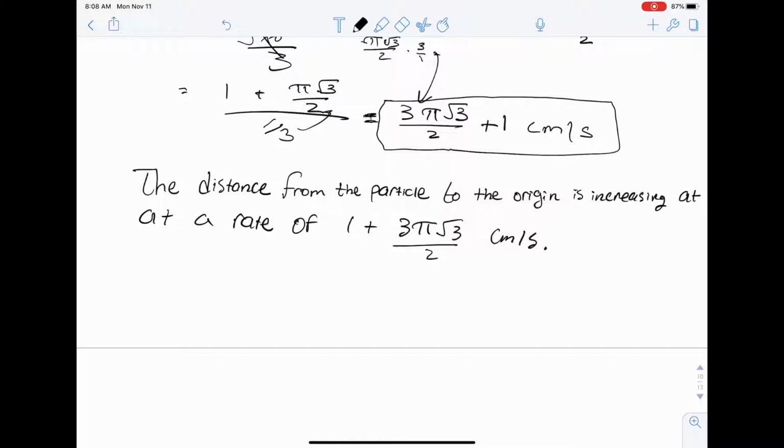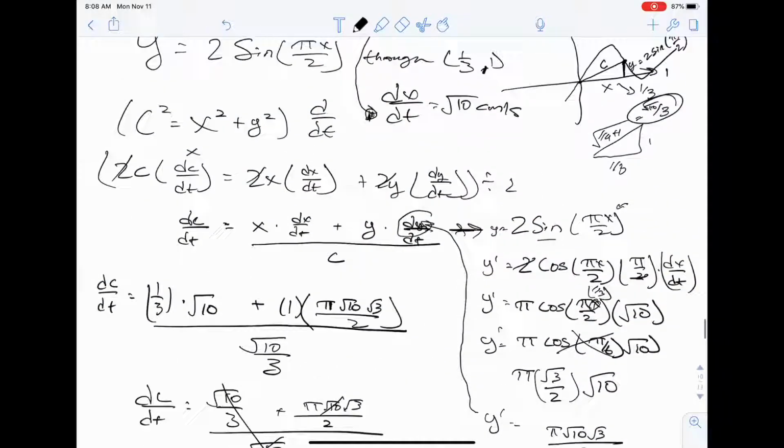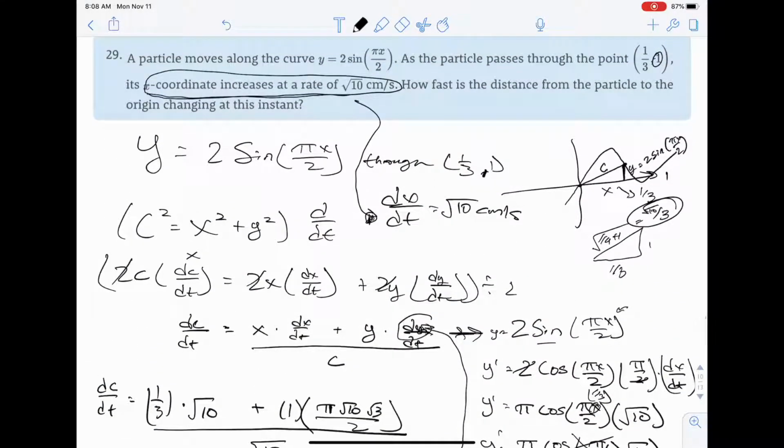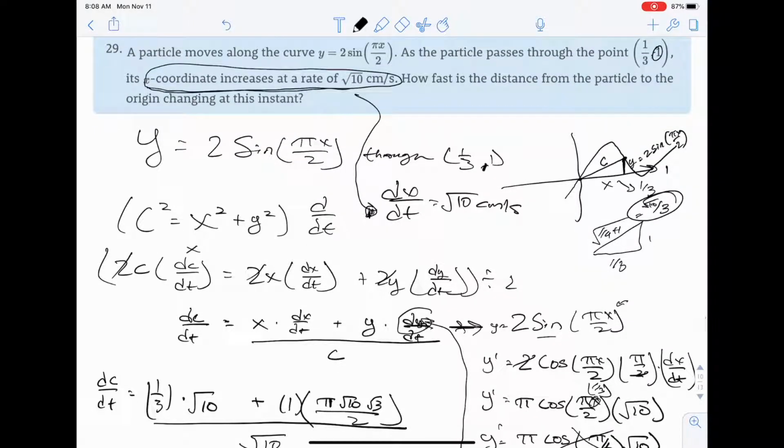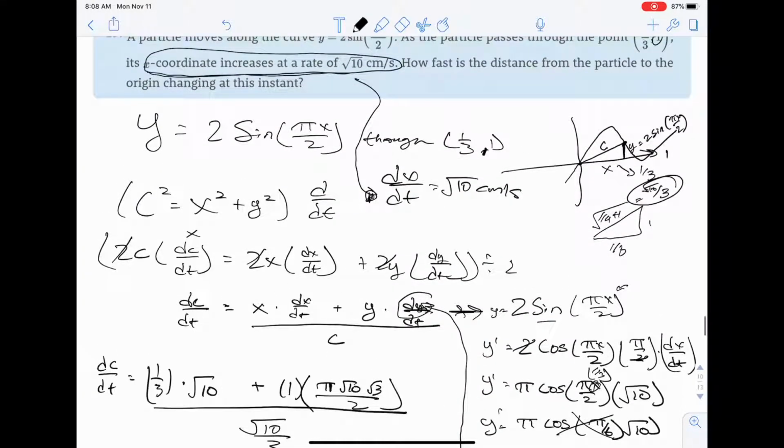Alright, so that's how you do number 29, to find how fast the distance from the particle to the origin is changing at this rate. So this whole time we had c, which is the distance, but we didn't have the rate, which is what we found right here.